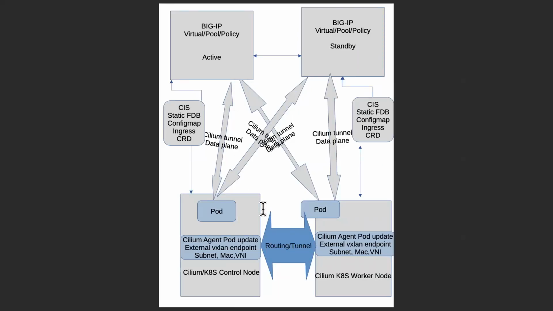So this shows you it works between BIGIP and the Cilium node through the tunnel, and between Cilium nodes using routing. Of course, if you want to use tunnel mode in Cilium, it also works. And yeah, so I just wanted to show you this progress I made. And yeah, thank you for watching.